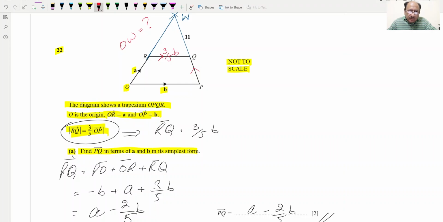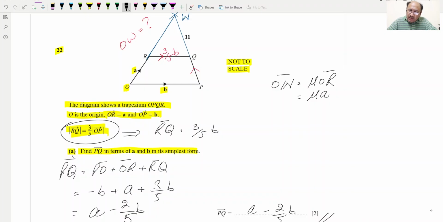So what we can do, we can write the equation. OW will be equal to some multiple of OR. So we can write mu OR. This is basically a value, like it can be a constant like 5, 6, 7, whatever, and mu OR. So OR vector is what? OR is A. So we can write this as mu A.